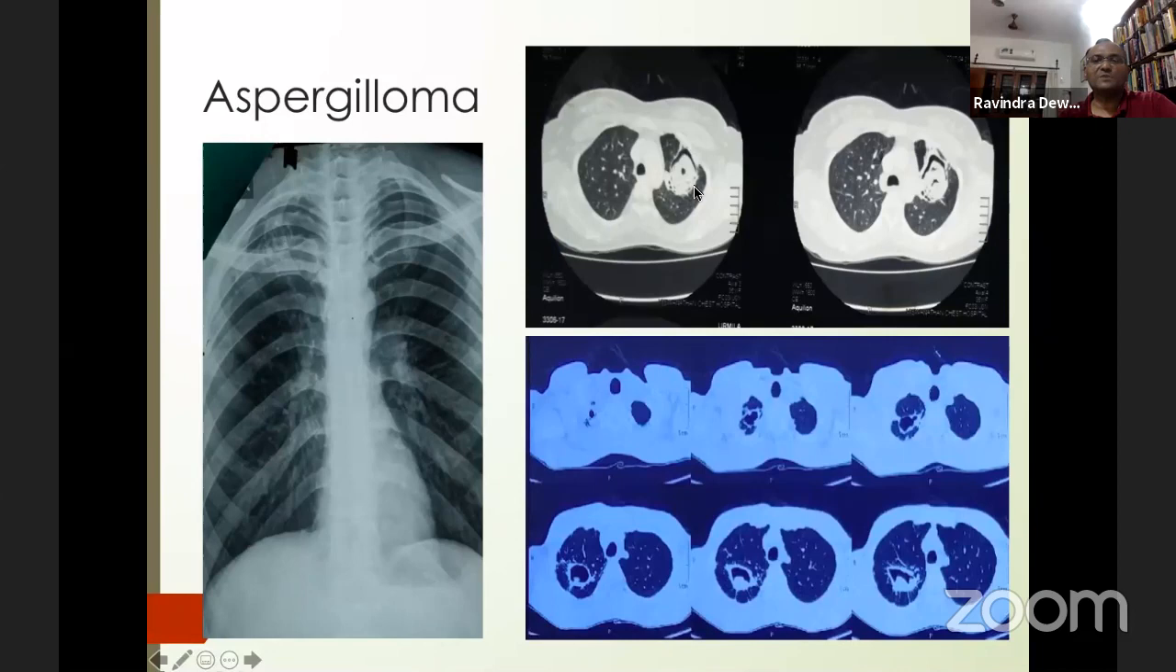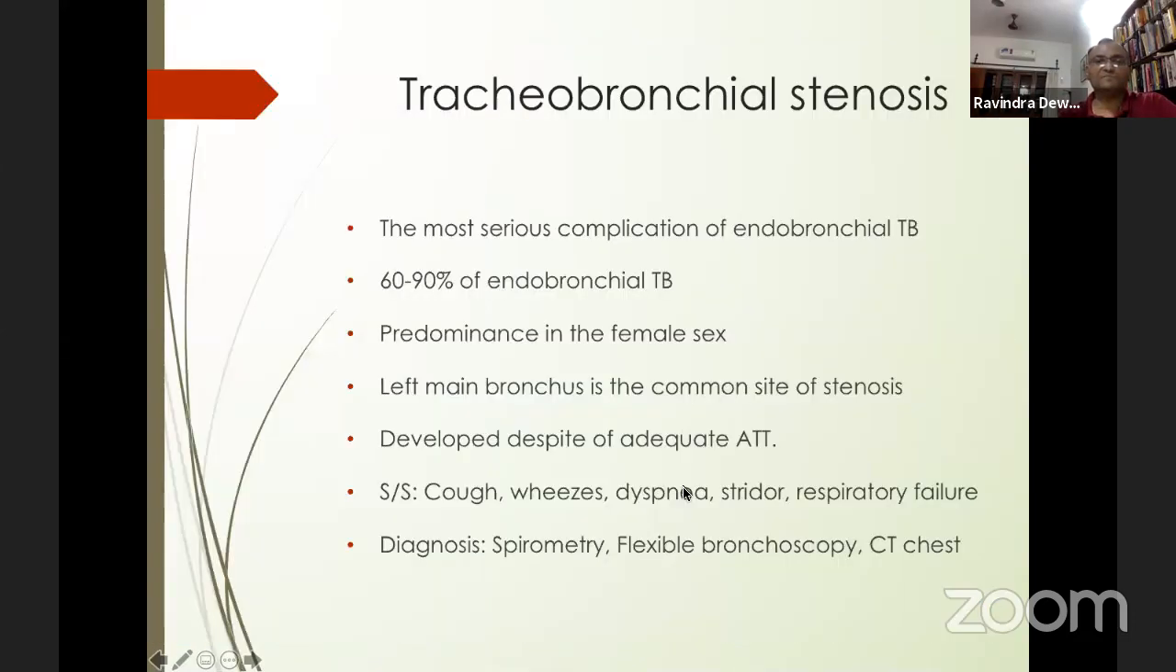These are aspergillomas. These are various aspergillomas which are present. I think that's an area all of you must have seen.